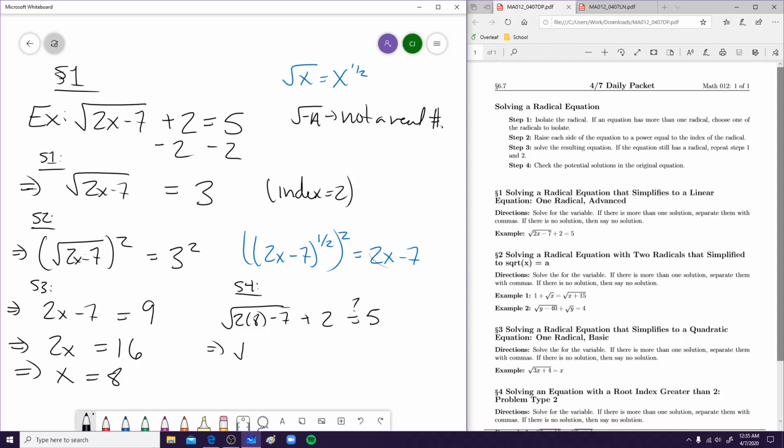Okay, so let's solve it here. So 2 times 8 is 16. 16 minus 7 is 11. Give me 1 second.